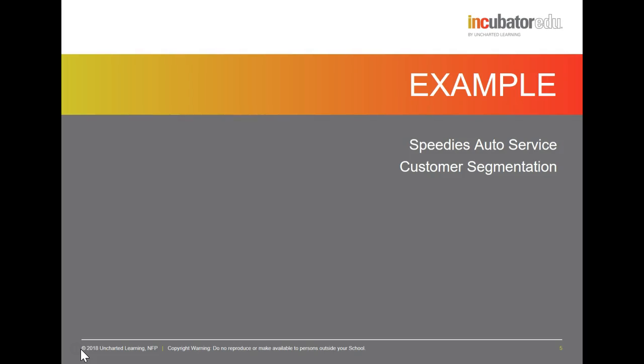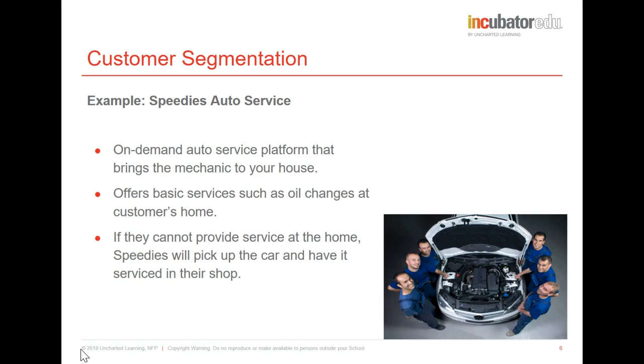All right, here's an example. The business is Speedy's Auto Service. First of all, what is Speedy's Auto Service? It's an on-demand auto service platform that brings the mechanic to your house. It offers basic services such as oil changes at the customer's home. If they cannot provide the service at home, Speedy's will pick up the car and have it serviced in their shop.